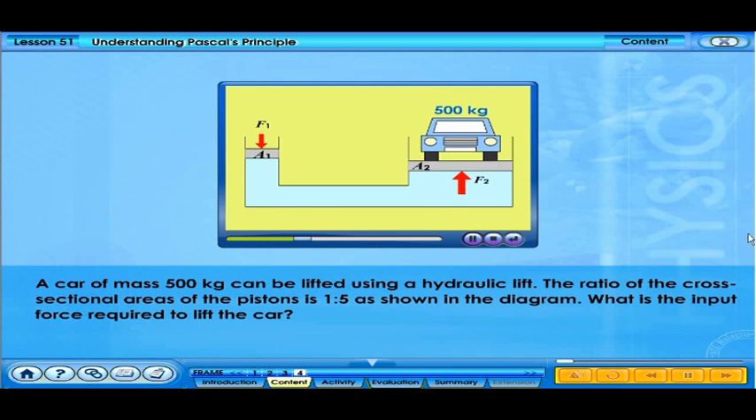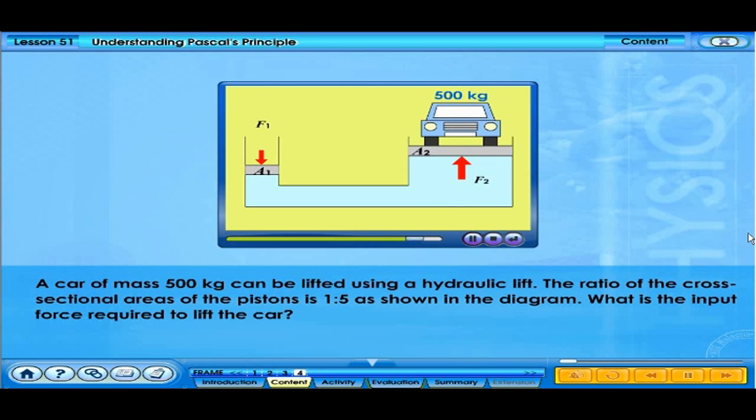A car of mass 500 kilograms can be lifted using a hydraulic lift. The ratio of the cross-sectional areas of the pistons is 1:5, as shown in the diagram. What is the input force required to lift the car?